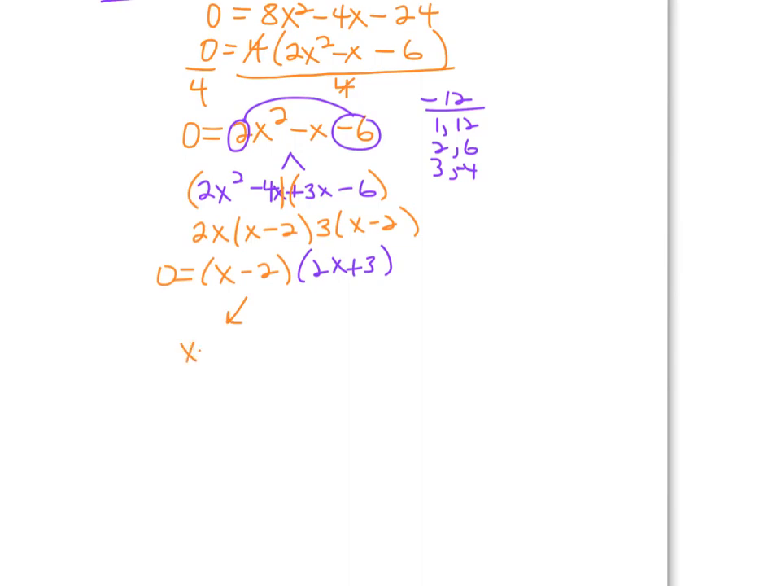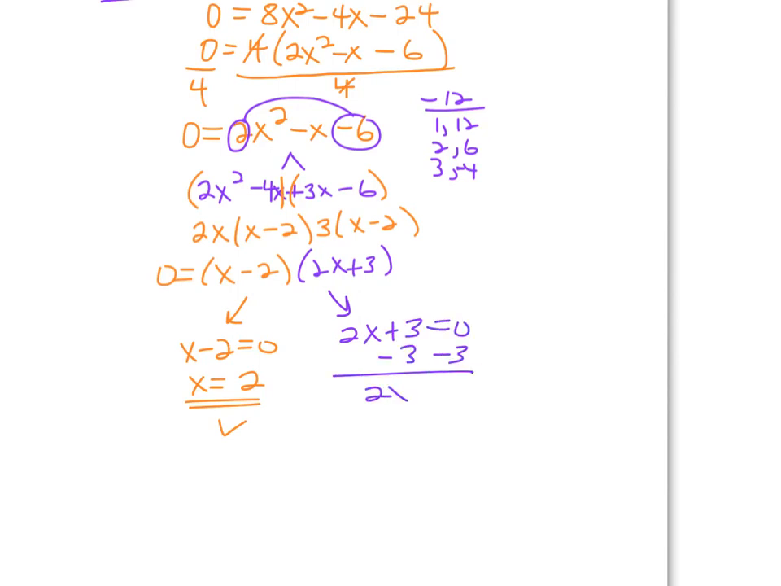If we set x minus 2 equal to 0, x would equal positive 2. That's not one of our restrictions, so that's a valid solution. If we set the 2x plus 3 equal to 0, remember you have to solve for this, move that 3 over and then divide by 2, we get x equals negative 3/2. Also not in our restriction, so there's another answer for us. And that's it for lesson 8.6.